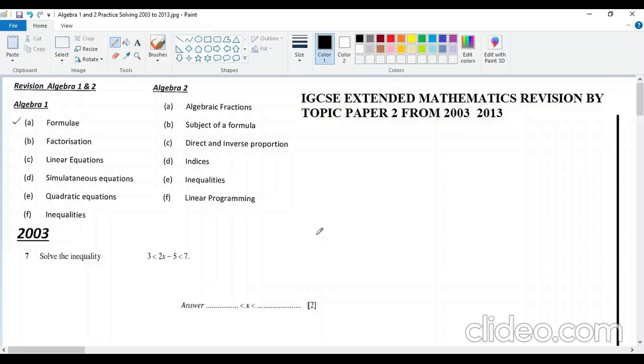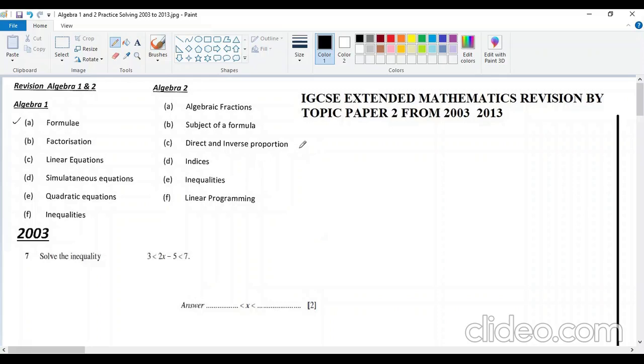This is the brand new series on IGCSE Extended Mathematics Revision. Topic wise, I have selected paper 2 from 2003 to 2013, and in which I have selected Algebra 1 and Algebra 2. I have extracted those questions from these topics, starting from Algebra 1, I'll be taking formulae, and then factorization, linear equations, simultaneous equations, quadratic equations, and inequalities.